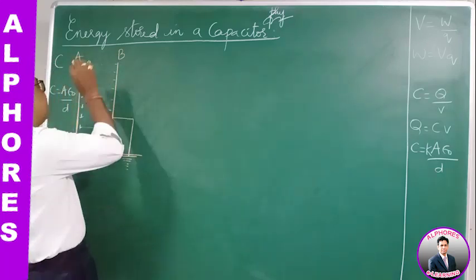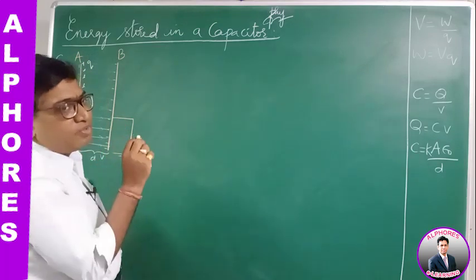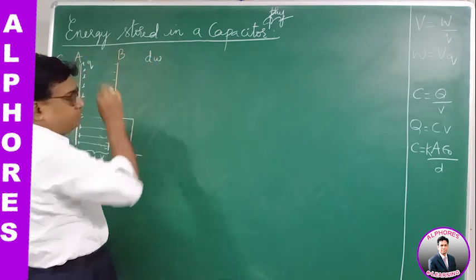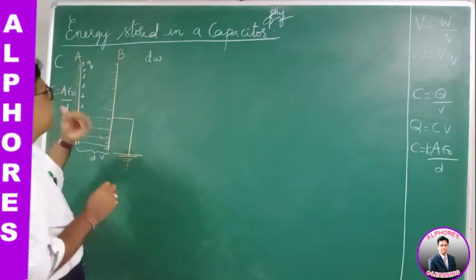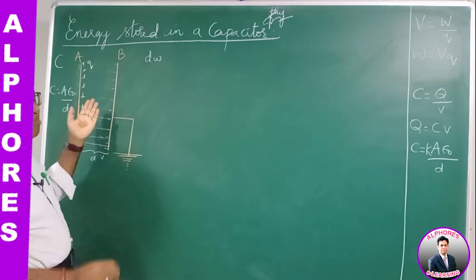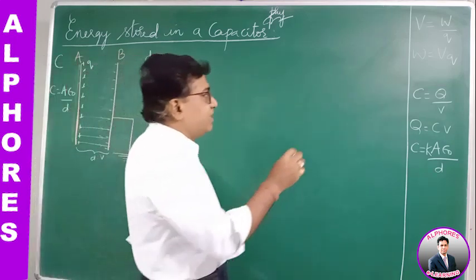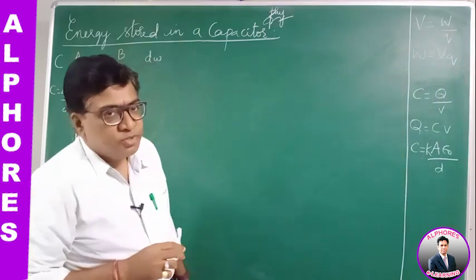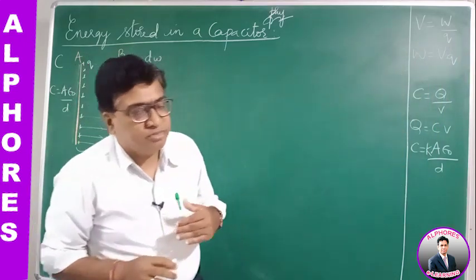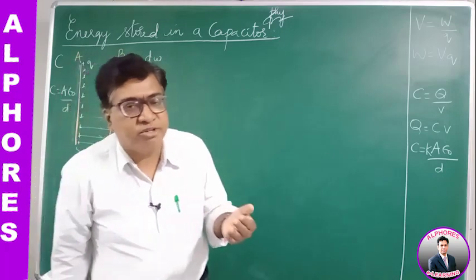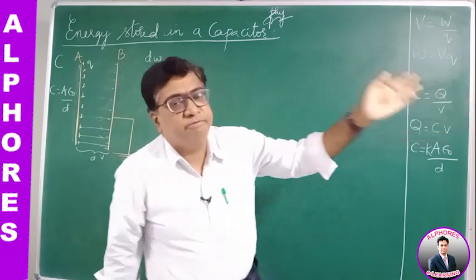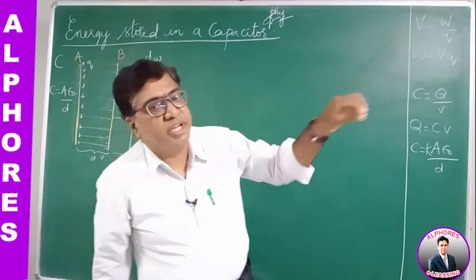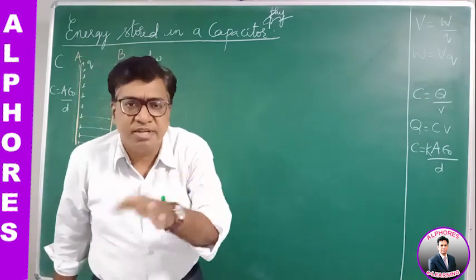In adding a further extra small charge dQ to the plate, I need to do a small work dW. Work done is V into Q. Potential is defined as the amount of work done in moving a unit positive test charge from infinity to the point in the field. If the potential at that point is V, and I move a charge Q from infinity to that point, then the work done is VQ.